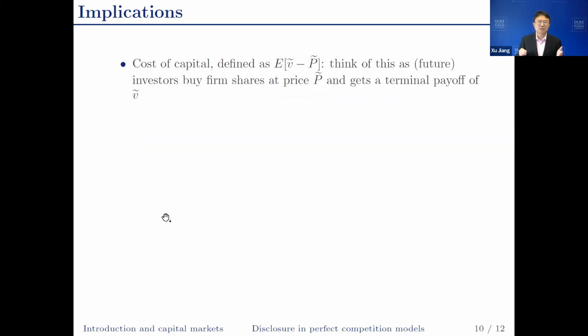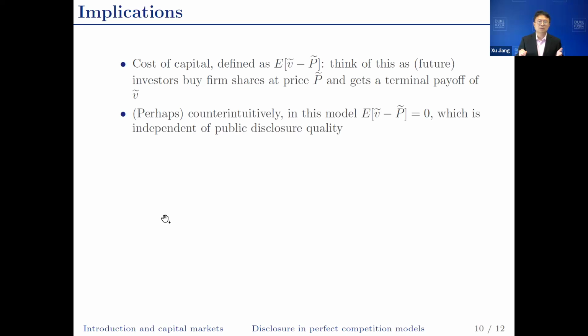Now let's look at cost of capital. Cost of capital is defined as the expectation of V minus P. You can think of cost of capital as follows: some investors purchase the firm after the disclosure. They purchase at a price P, and they hold the firm until the terminal payoff is realized, and they get V. So their cost of capital is how much they get, V, minus how much they pay, P, in expectation. Perhaps counterintuitively, in this model, the expectation of V minus P is zero, which means that public disclosure quality does not affect the cost of capital.